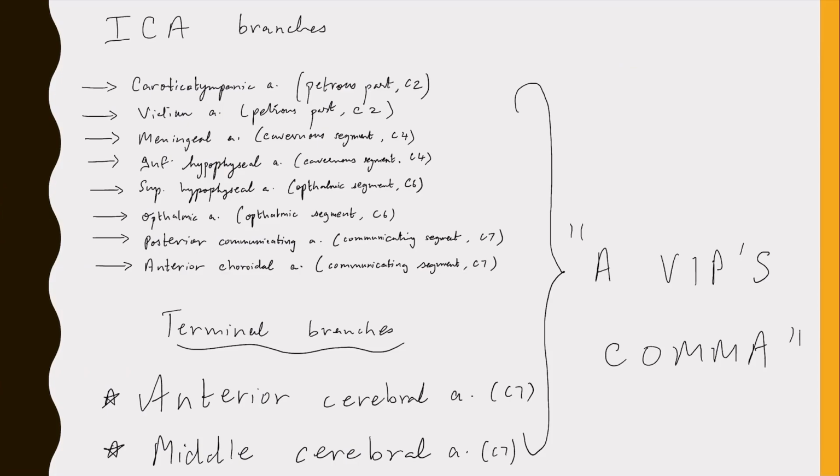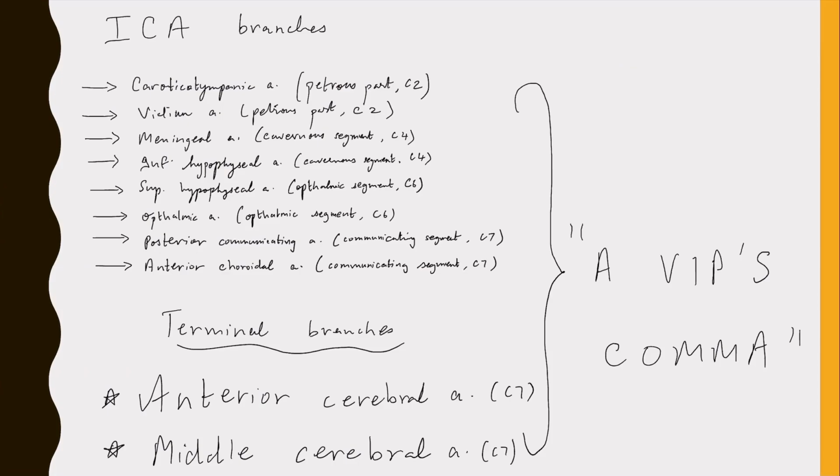There's C1, the cervical part. You have C2, the petrous part. C3, the lacerum part. C4, the cavernous part. C5, the clinoid part. C6, the ophthalmic part, and C7, the communicating part.